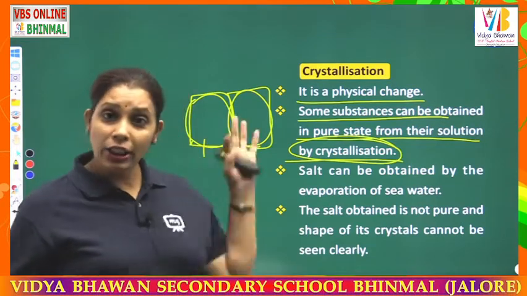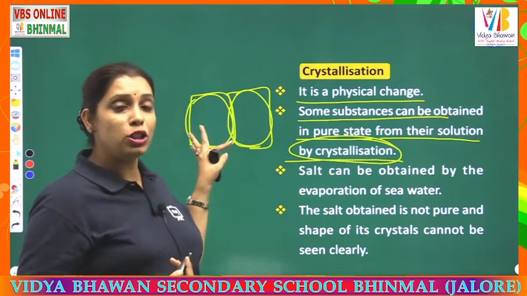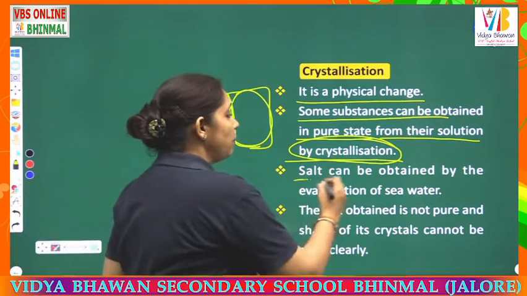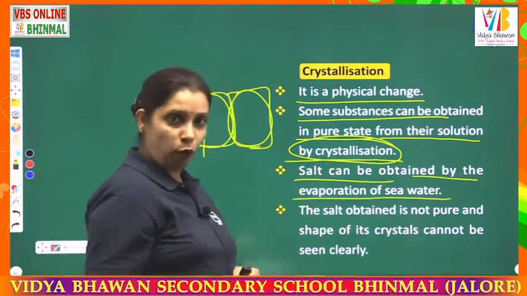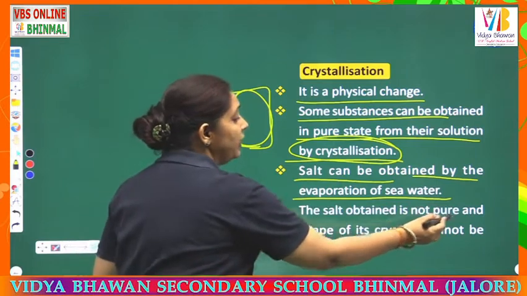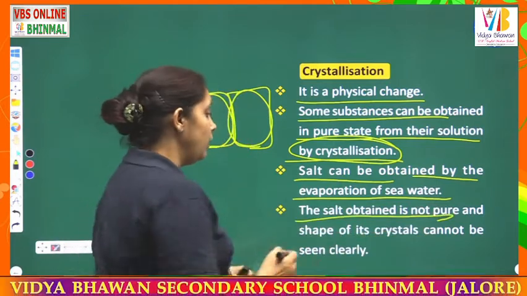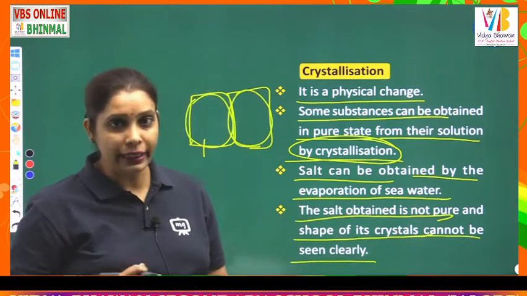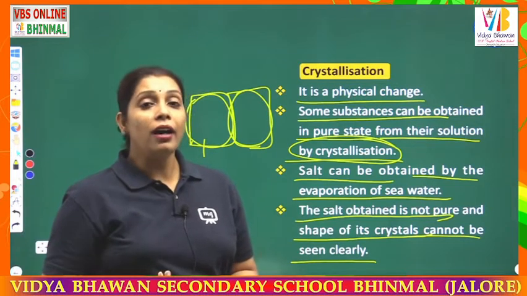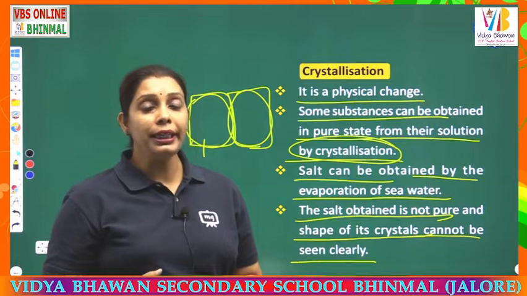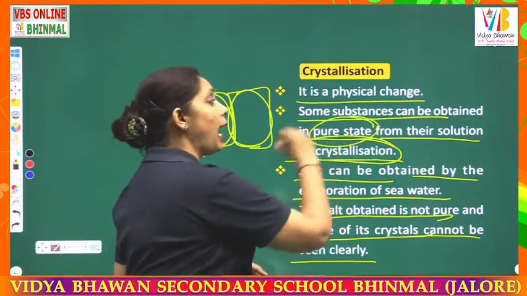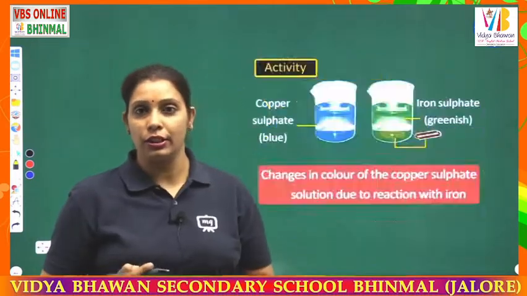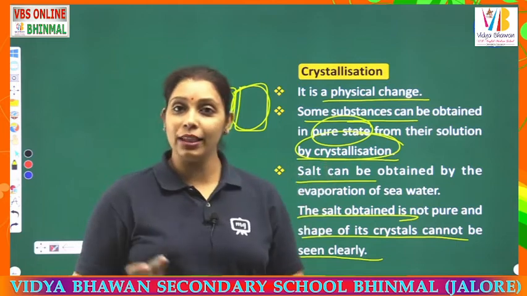So is that salt we obtain by this process, is it pure? Not exactly. So salt can be obtained by the evaporation of seawater. The salt obtained is not pure, okay, and the shape of its crystal cannot be seen clearly. Okay class, so we have a process through which we can obtain the pure state and the big crystals from their solution, that is known as crystallization. I hope the crystallization process is clear to everyone.